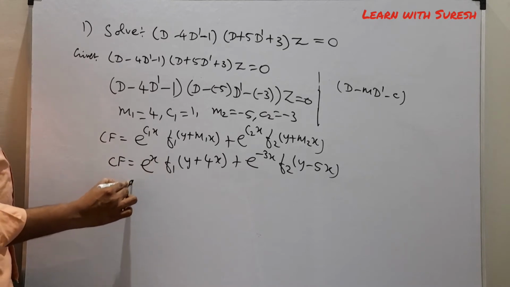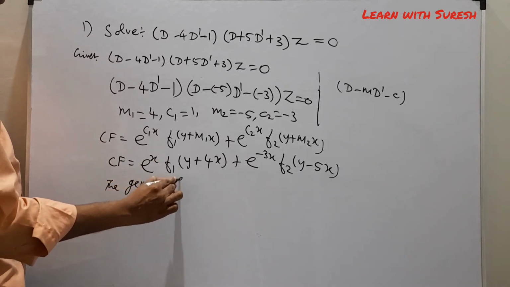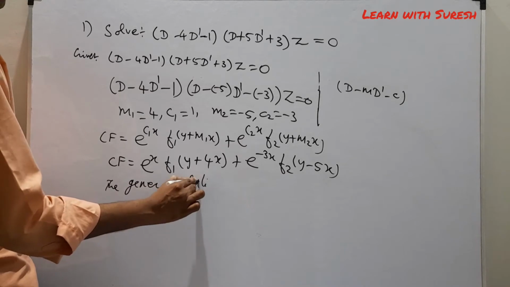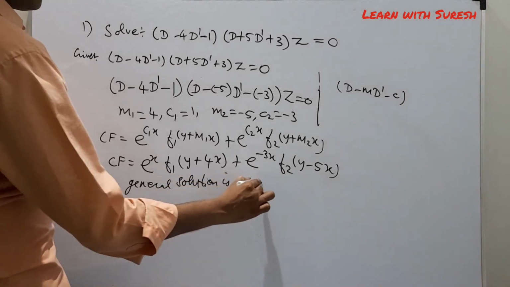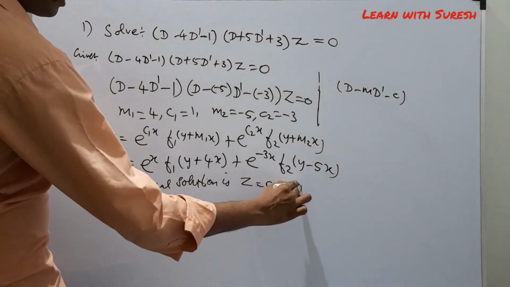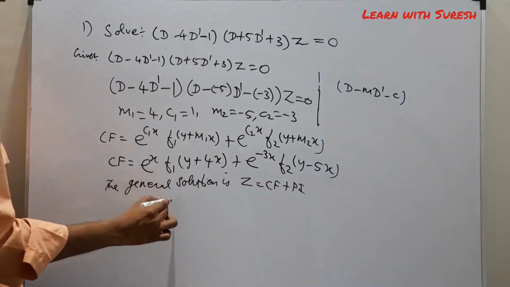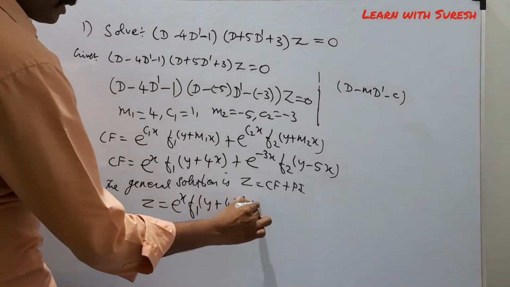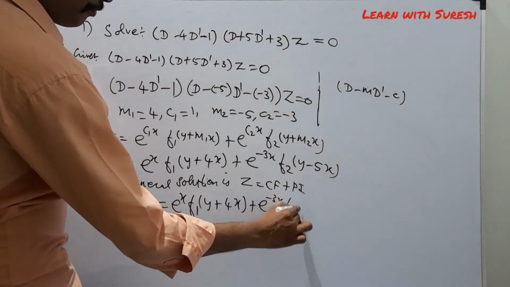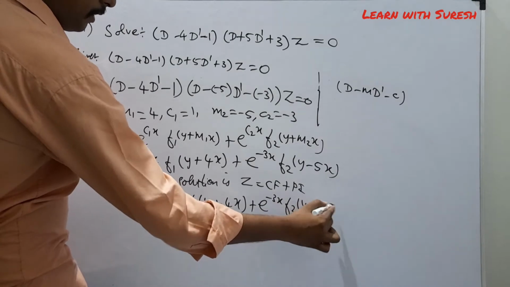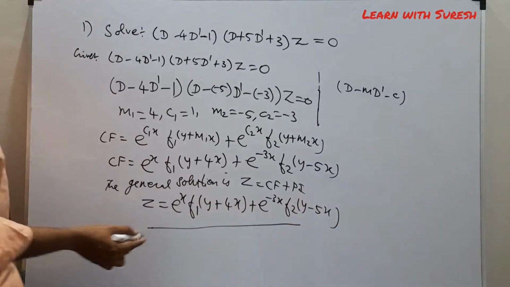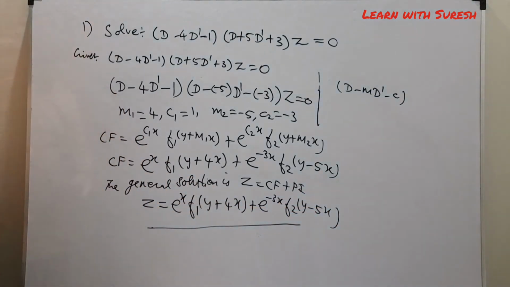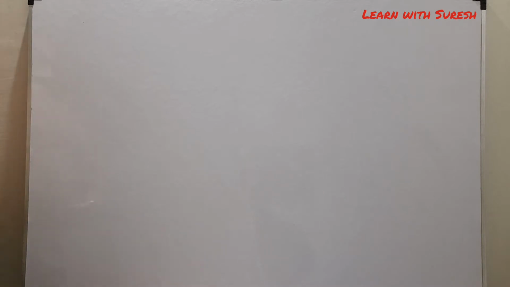Therefore the general solution is z = complementary function + particular integral. So z = e^x f1(y + 4x) + e^(-3x) f2(y - 5x). The particular integral is 0, no need to write it. This is the general solution for the given non-homogeneous partial differential equation. Let's see the next problem.